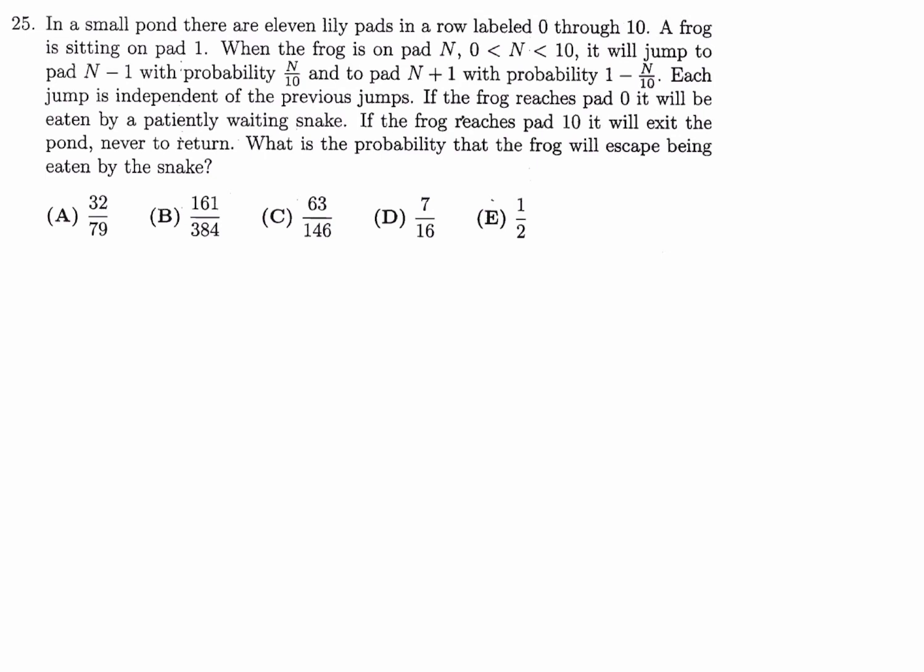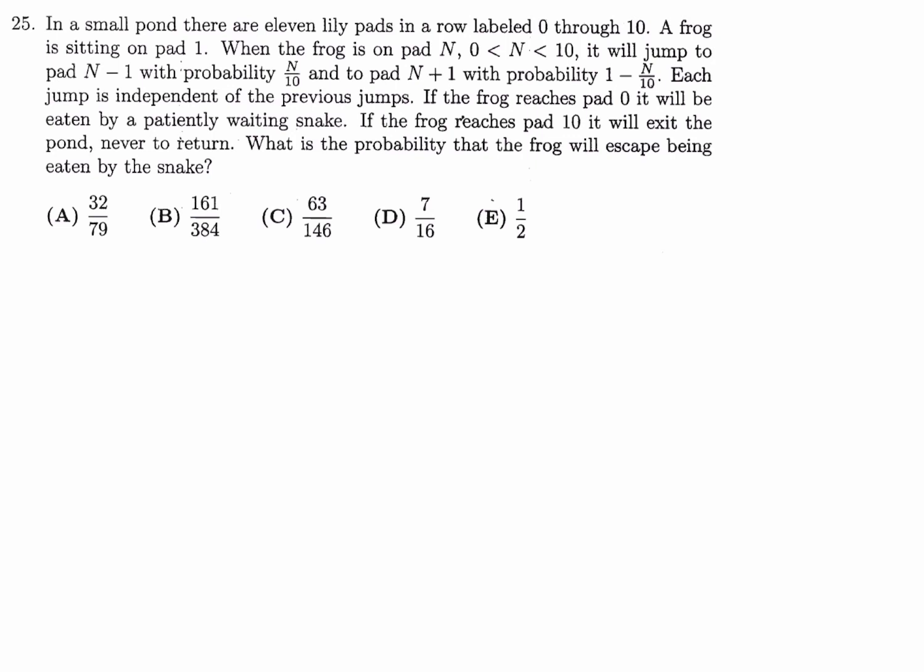In a small pond, there are 11 lily pads in a row, labeled 0 through 10. A frog is sitting on pad 1. When the frog is on pad n, where n is greater than 0 but less than 10, it will jump to pad n minus 1 with probability n over 10 and to pad n plus 1 with probability 1 minus n over 10. Each jump is independent of the previous jumps.